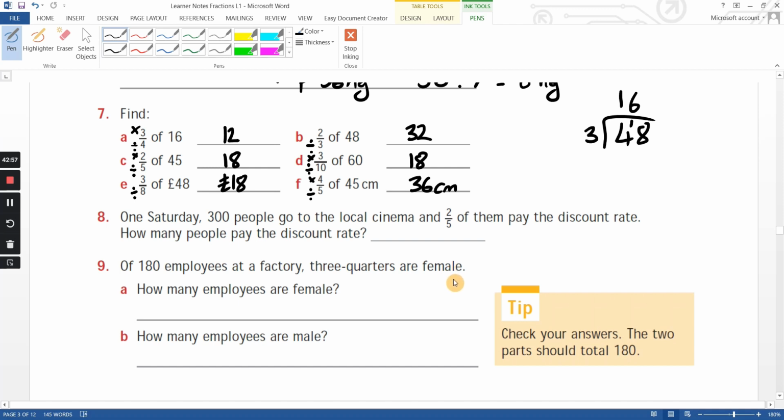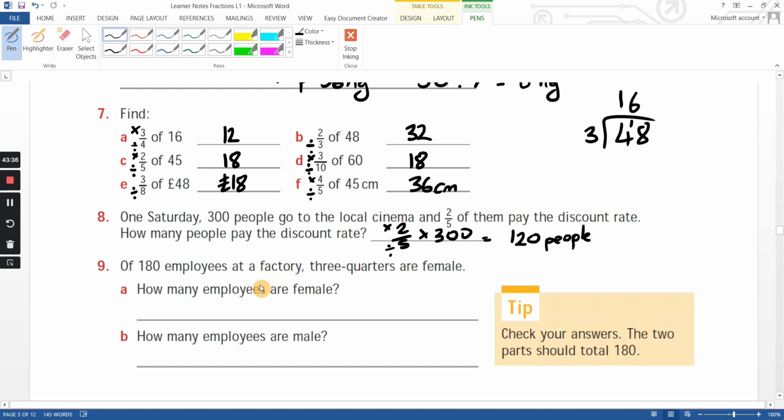Question 8. One Saturday, 300 people go to the local cinema. 2/5 of them pay the discount rate. How many people pay the discount rate? So I need 2/5 of 300. So I need to divide by 5, multiply by 2. How many 5s go into this is 60. If you're not sure, just do it on the side. So 1/5 would be 60. If you double 60, you get 120, and that's going to be people, because it's asking how many people.